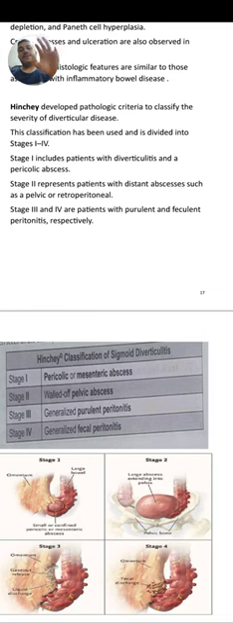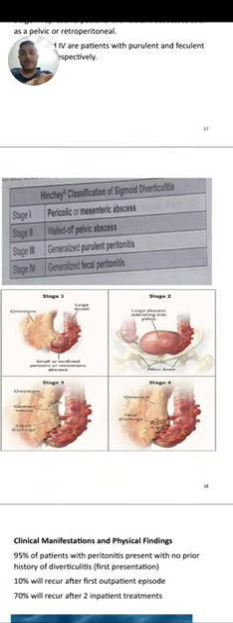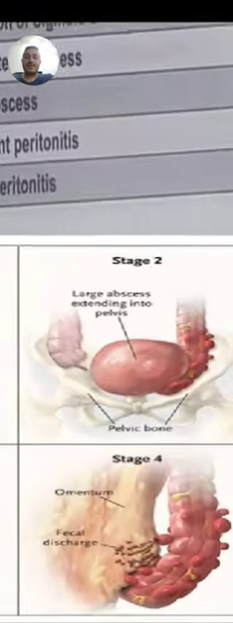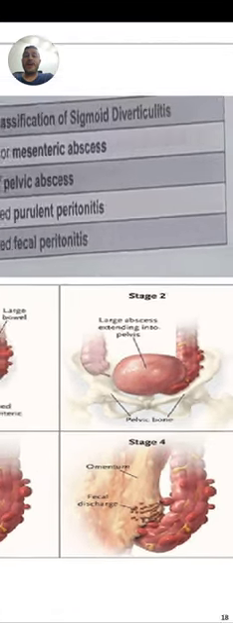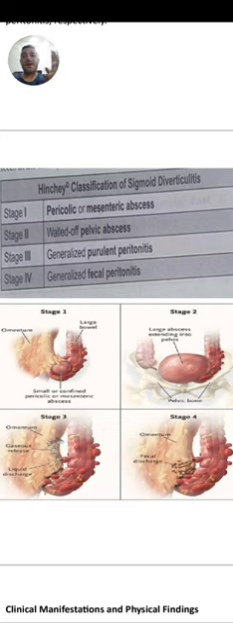Okay, about Hinchey, as we said, there are 4 stages, and this picture can help us. Stage 1 Hinchey is a pericolic or mesenteric abscess, where only a pericolic and mesenteric abscess develops. In stage 2, pelvic, the word pelvic means it's confined to the pelvis. You can see here large abscesses extending to the pelvis. It originates from the colon and extends to the pelvis, and in stage 1 it is around the colon, pericolic, or up to the mesenteric abscesses.